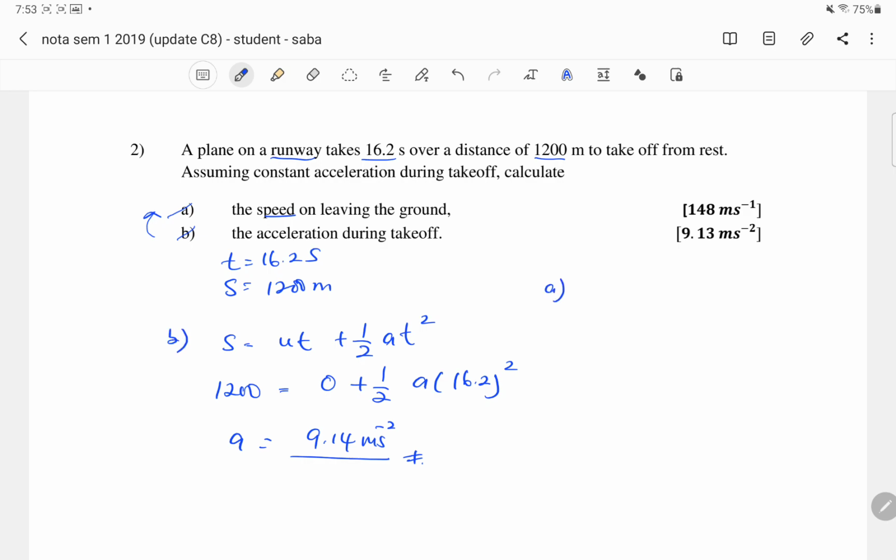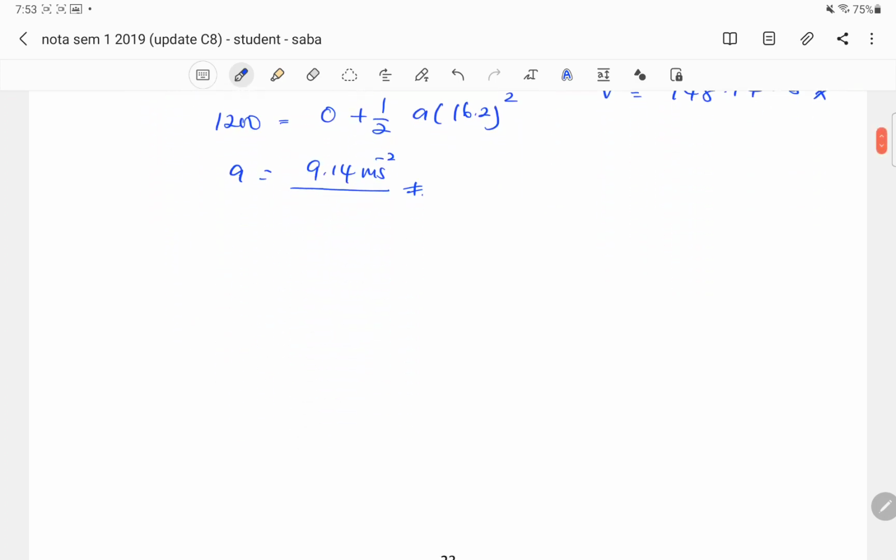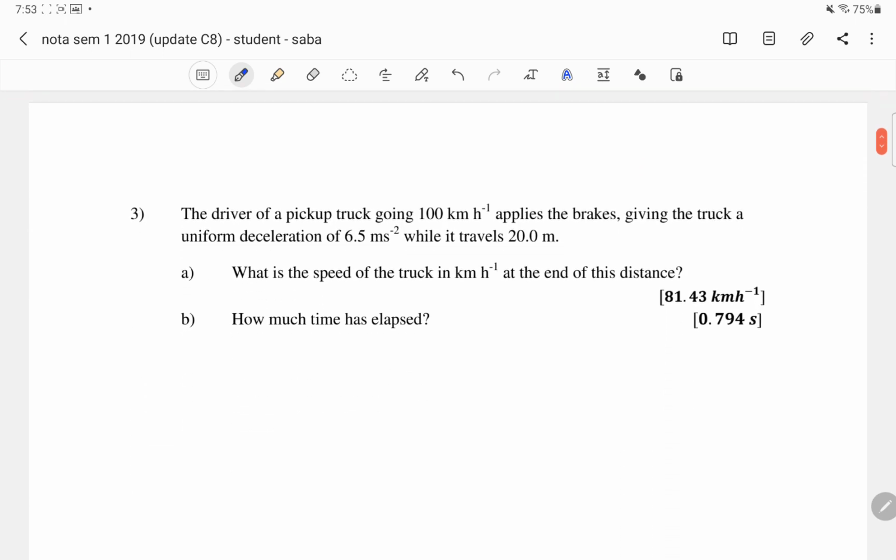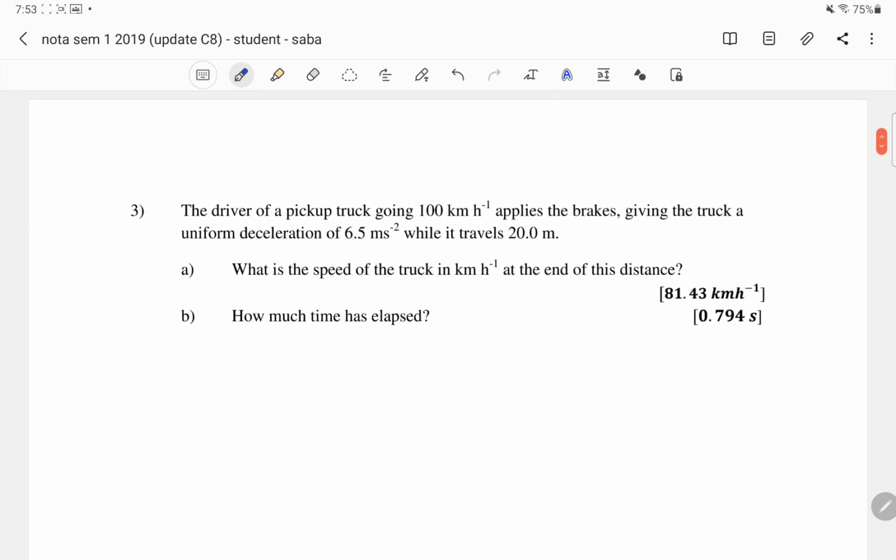Okay, A block. So V equal to U plus AT, because we want to find the speed on leaving the ground. So V equal to 0 plus 9.14, T is 16.2. So V equal to 1.814 meter per second. Okay, so next, the driver.